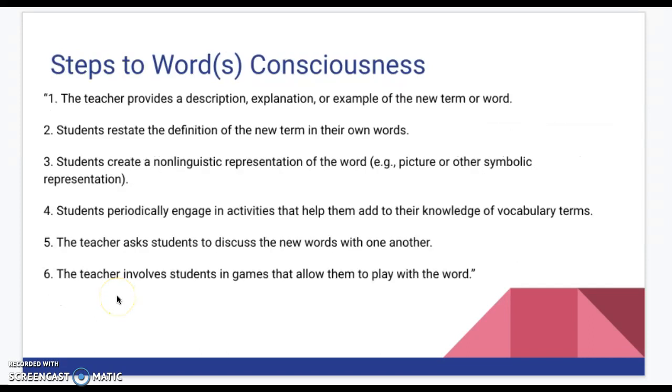These are the top 6 steps on how to make this literacy technique work. The first is the teacher provides an explanation. The student restates it in their own terms. The student creates a visual representation of the word. You go through some activities. The students collaborate in a class discussion, and then the teacher also maybe involves games to wrap it up, to make sure there's no loose ends.